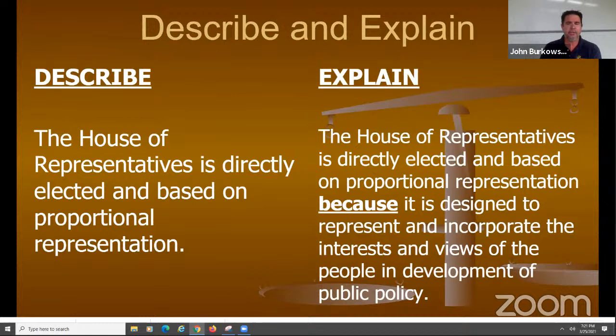All right, so for explain, you see, like, explain the House. When you explain, notice something when I do this. The House of Representatives is directly elected and based on proportional representation. It's like, you put what you describe. Yes, because you want to do that. And it's like, well, what about that? Why would they, why is it directly elected? Why is it based on proportional representation?